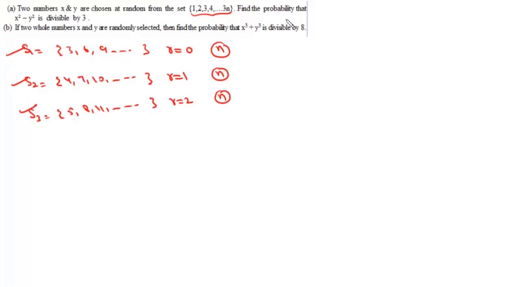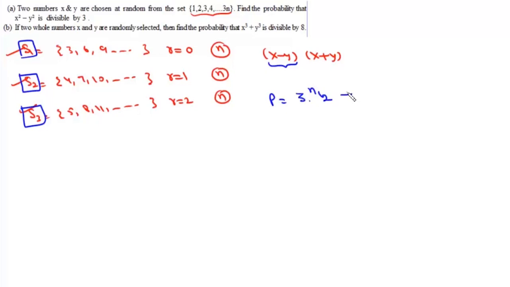Now we need to find the probability that x square minus y square is divisible by 3. Now we can write x square minus y square as x minus y into x plus y. Now this number will be divisible by 3 when x minus y is divisible by 3. It will be divisible by 3 if both the numbers are either from S1, or both of them are from S2, or both of them are from S3. So this required probability will be simply, now choosing 2 from this set will be given by nC2. Now for S2 also it will be nC2, and for S3 also it will be nC2.